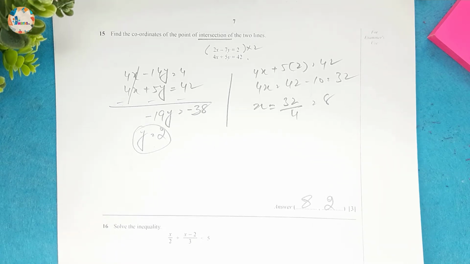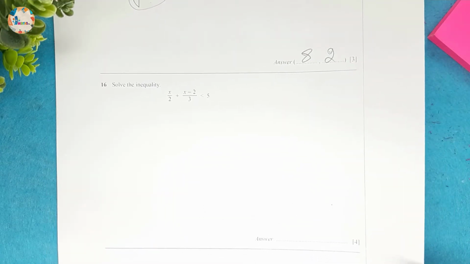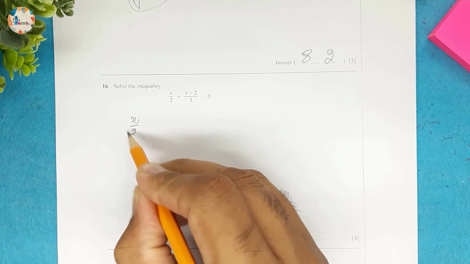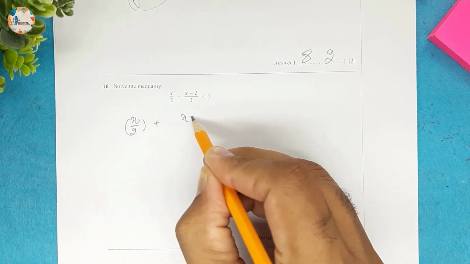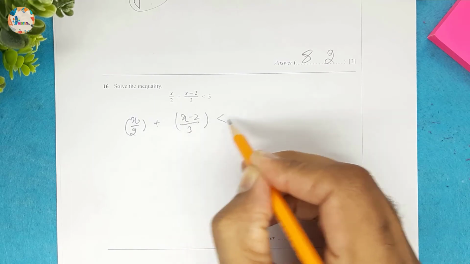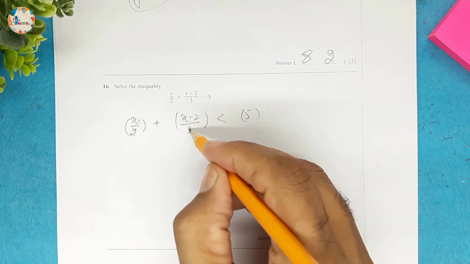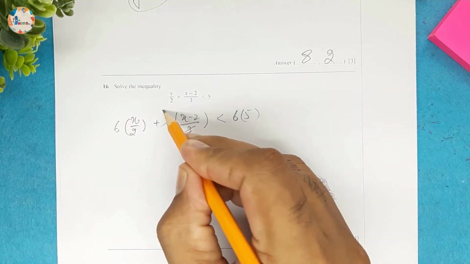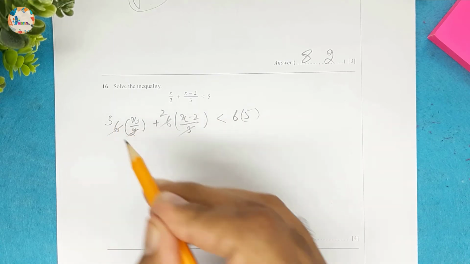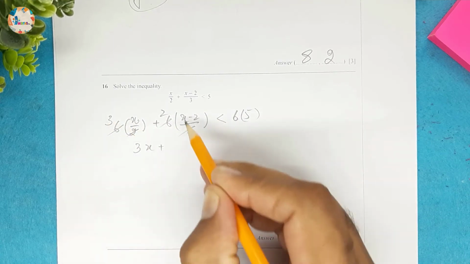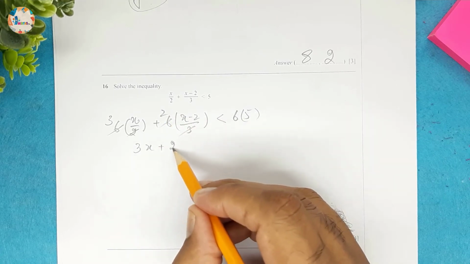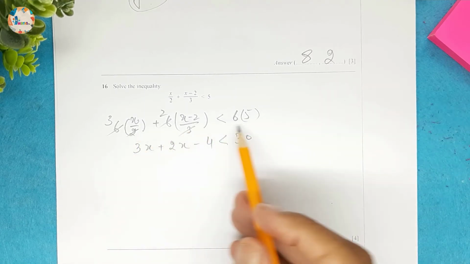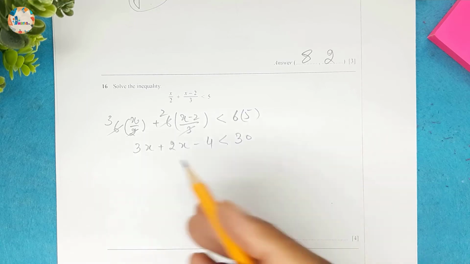Now question number 16, solve the inequality. And to solve this inequality, we'll get rid of the denominators. What we will do, we will put them in brackets. The easiest way, which I will recommend, you should use this method. Put them in brackets. Then 3 into 2 is 6, so multiply everything by 6 like this and cancel this. 3 2s are 6, 2 3s are 6. Now multiply. This will be 3x plus 2x minus 4 is less than 30. We got rid of all the denominators. No need to take LCM or other things. So this will be the easiest way.